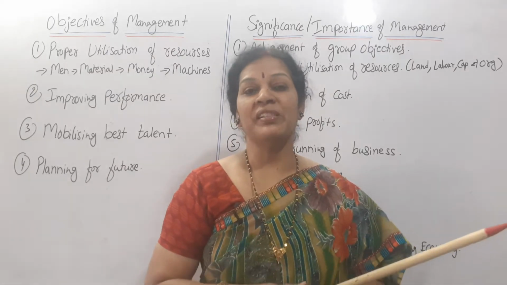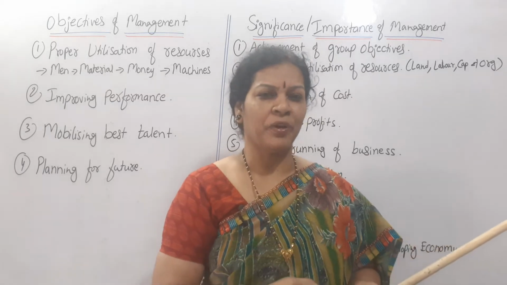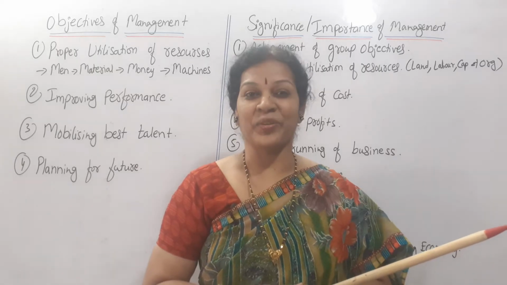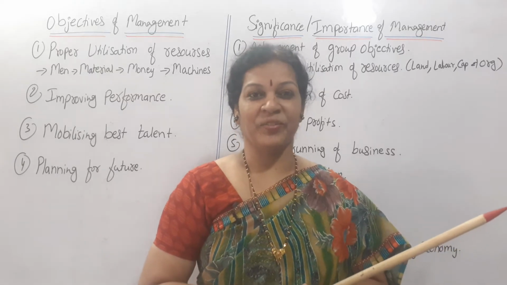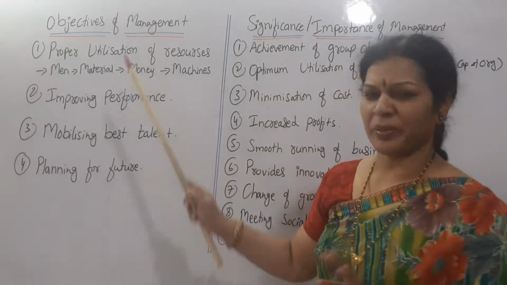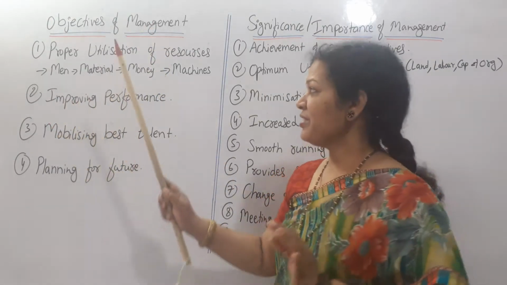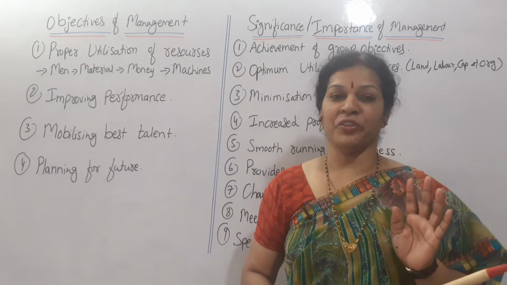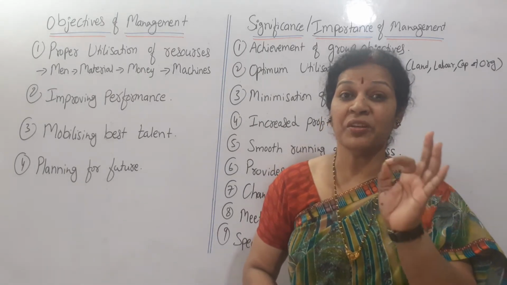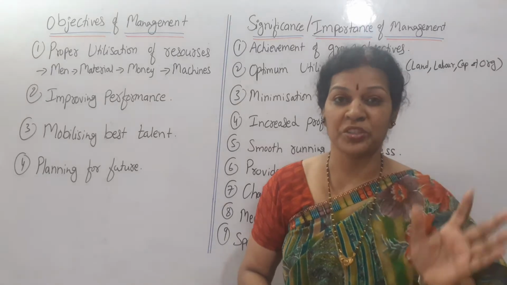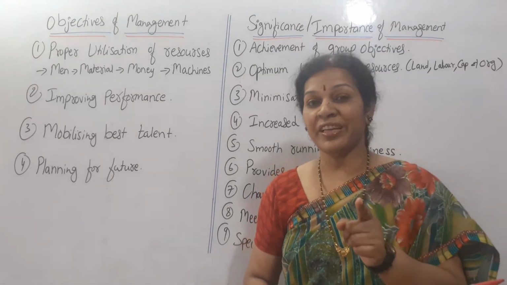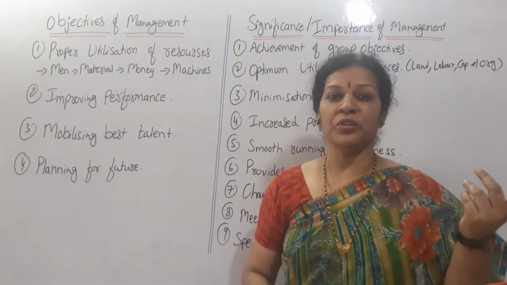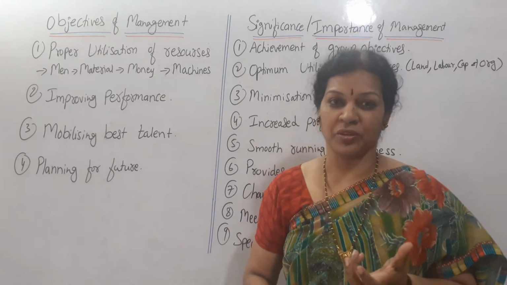So, in depth we will see what are the objectives apart from profit maximization and smooth running of the organization. What else can we find as objectives? Four objectives are the main objectives. First is proper utilization of resources. The company has a lot of resources. Utilization of the resources is the main objective of any management. If we can utilize these resources properly, then no doubt it is going towards the progress of the organization.